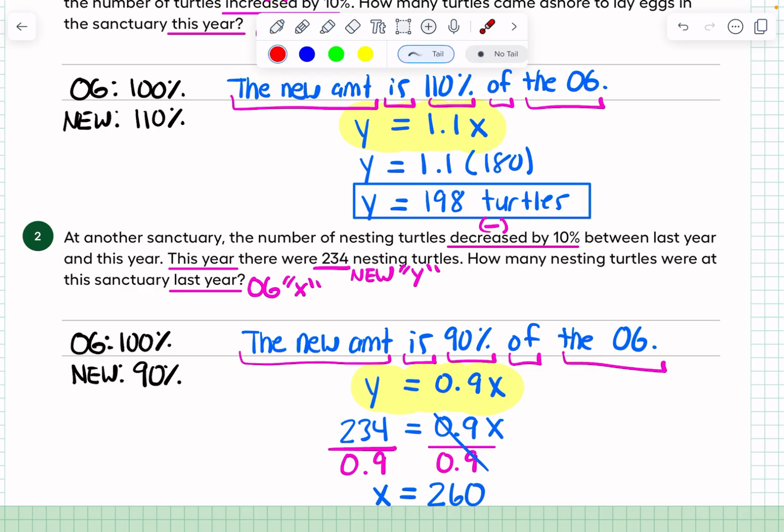And again, the question asked how many turtles. So you need to say 260 turtles.